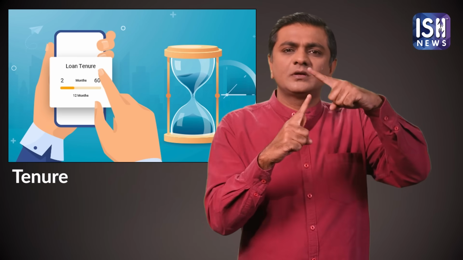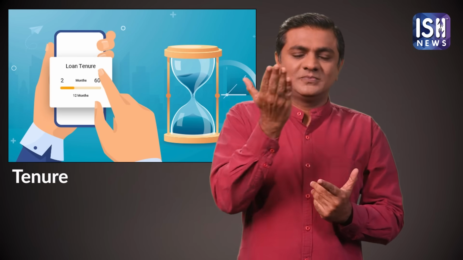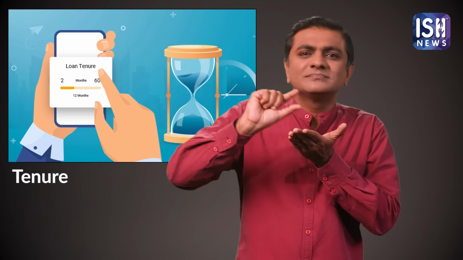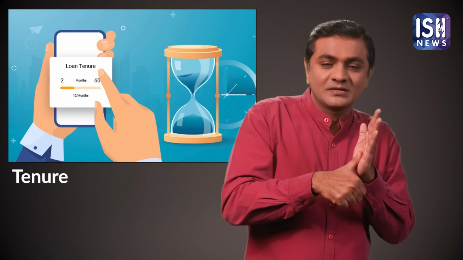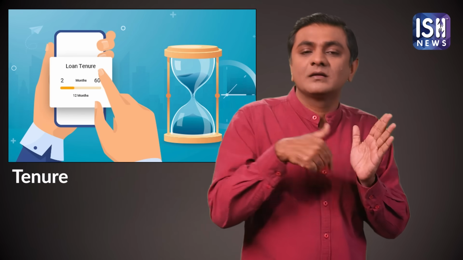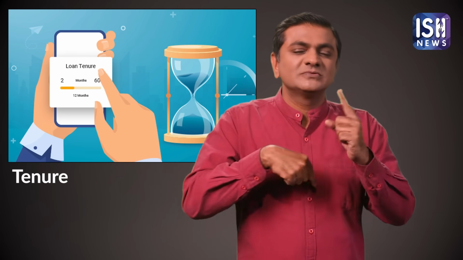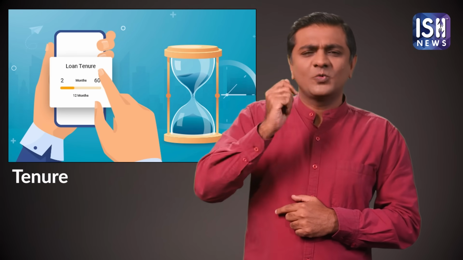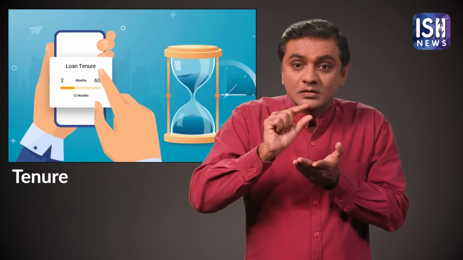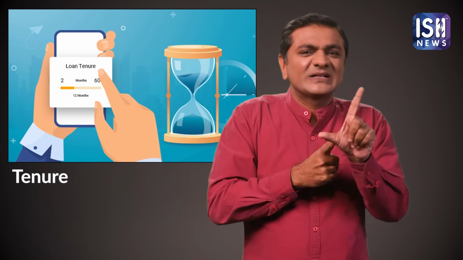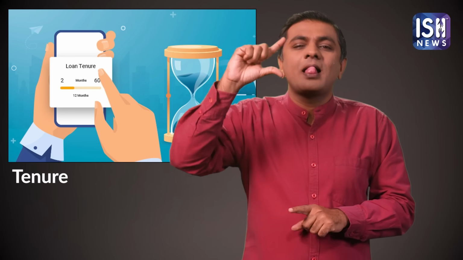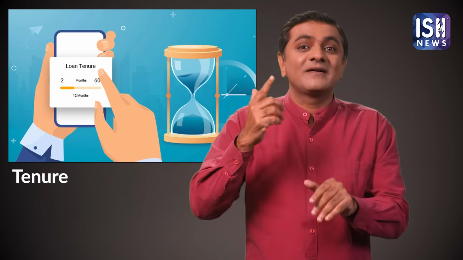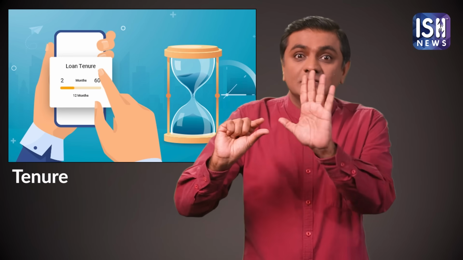Fourth, tenure. What does this mean? The loan repayment period can be 12 months, that's 1 year, to 24 months, which is 2 years, or 60 months, which is 5 years. You might assume that repaying a 1 lakh loan over 2 years instead of 1 year is more beneficial, and repaying it in 5 years will be the most beneficial.